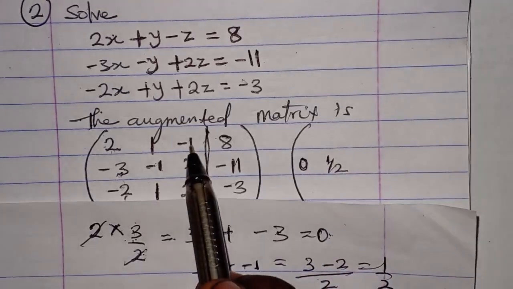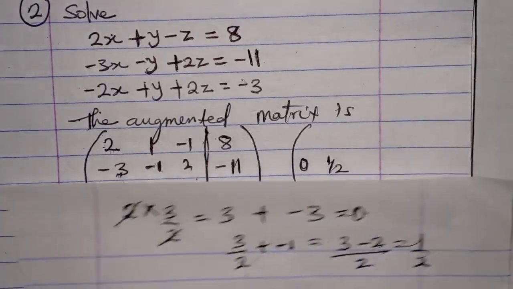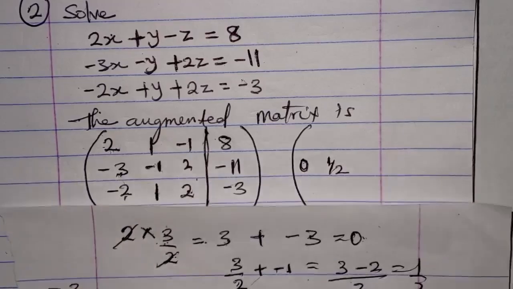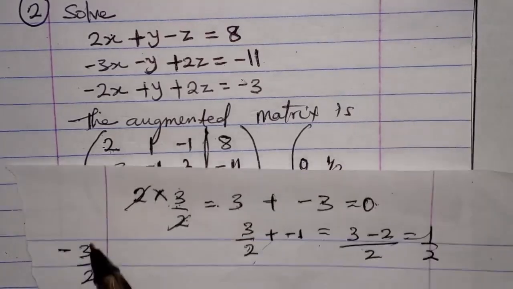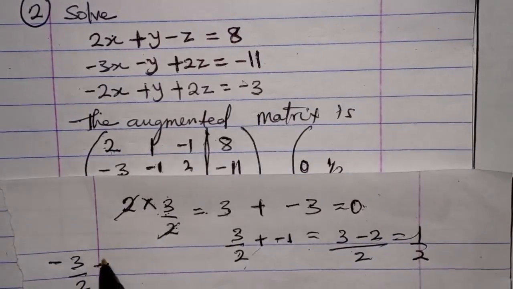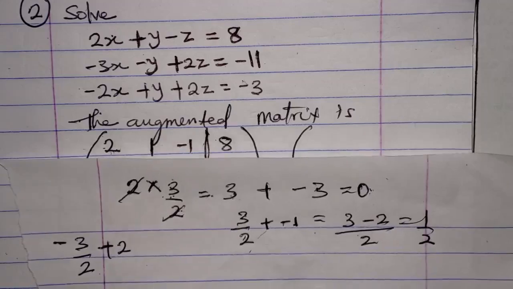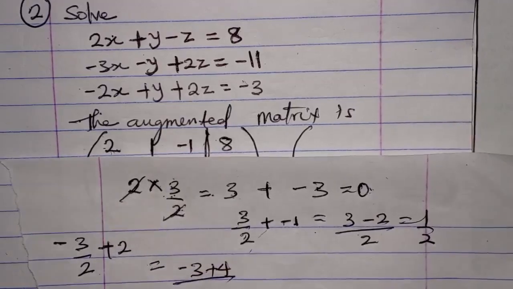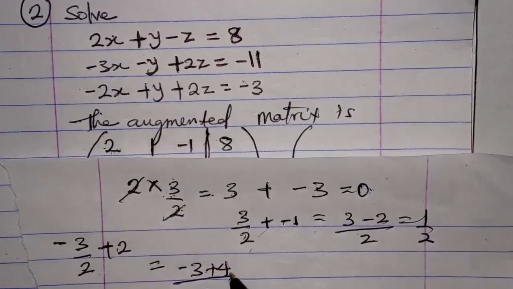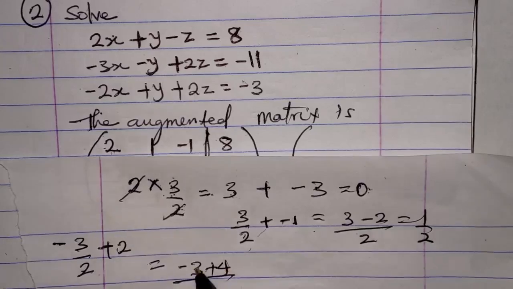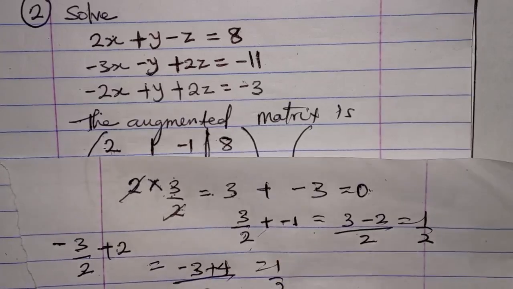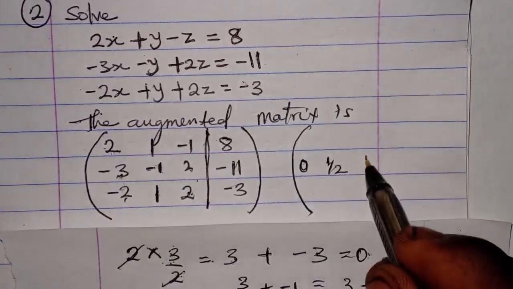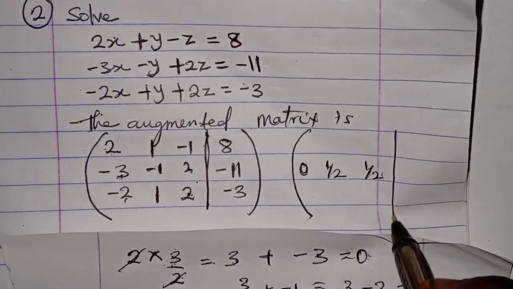And for this, multiply this by 3 over 2. That will be minus 3 all over 2, right? Then we'll add this one to it, plus 2. So what will it be? This is minus 3 plus 4 all over 2, 2 times 2 is 4, using LCM. So 4 minus 3 is 1. So we have 1 over 2. Alright, so here I have 1 all over 2.